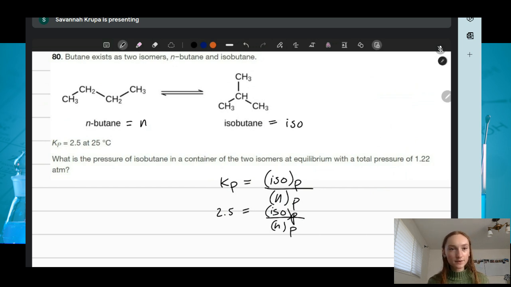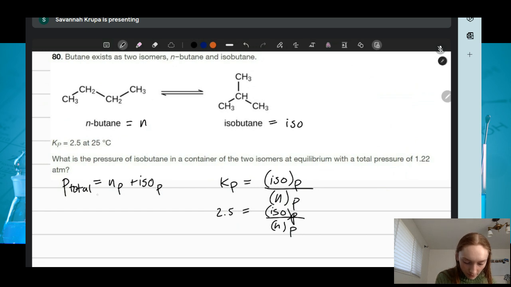But we don't have any individual values, but we can use the total pressure to figure out one isomer in terms of the other to plug it in. So we know that the P total, so the total pressure, has to be equal to the pressure of N-P and iso-P. So if we just solve for one of them, in this case, I would like to solve for N-P, because if we do, we will isolate what we want to find, which is the pressure of iso.